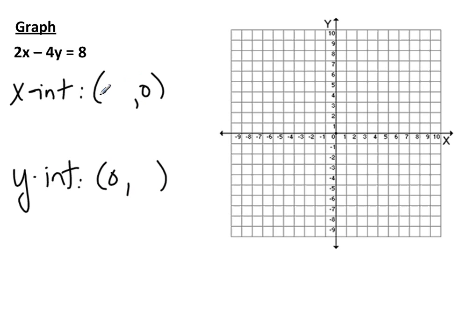And if I want to find a point, here I know the output, so I can work backwards to find the input. So if I substitute a 0 in for the y, I'm going to get 2x equals 8. So that tells me x equals 4. So I get the point (4, 0). So I'm going to graph that.